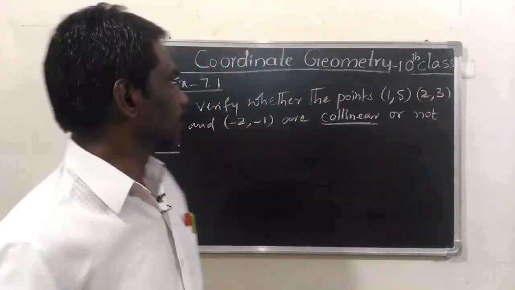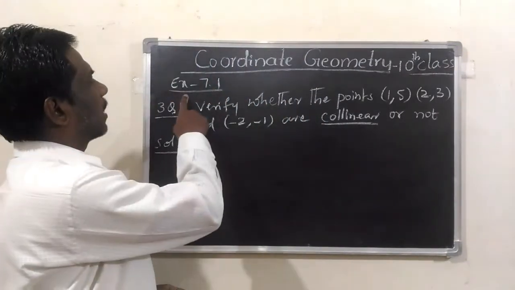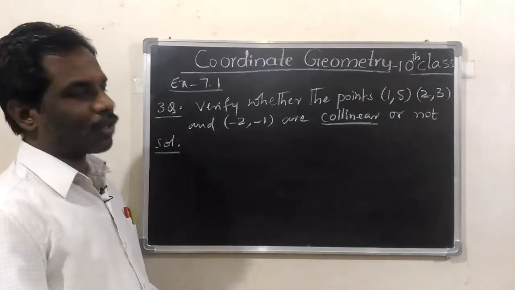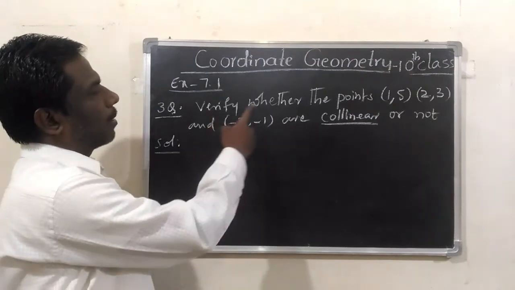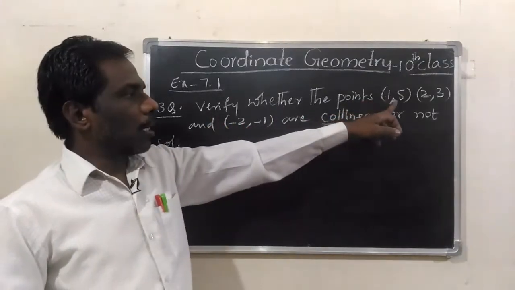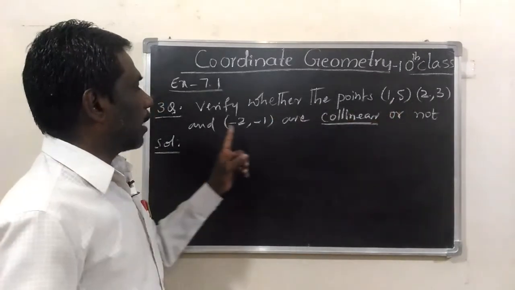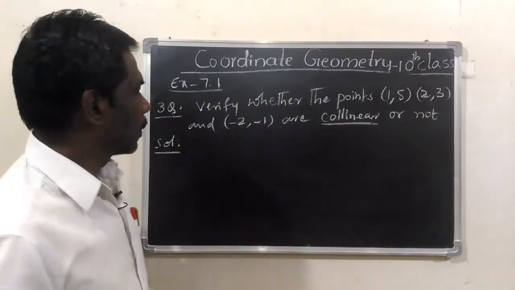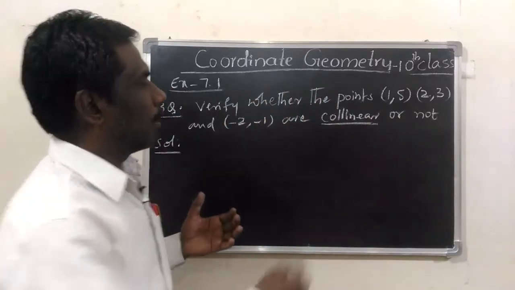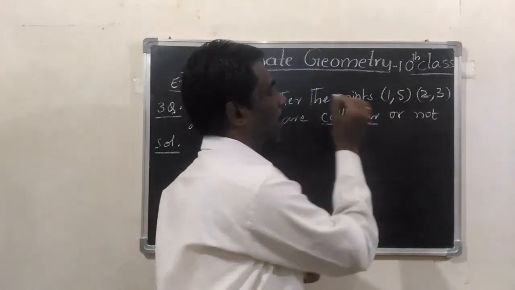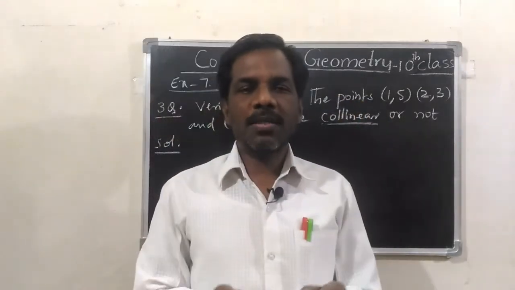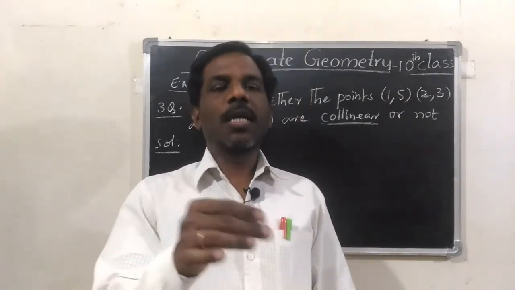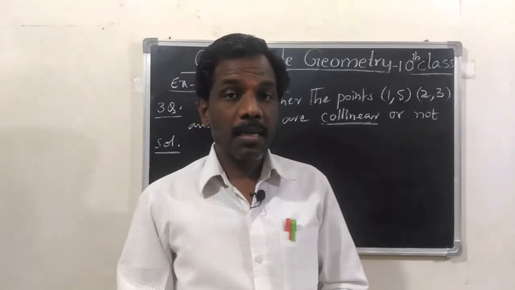Here we have exercise 7.1 and the third question. Question number 3. Verify whether the points (1, 5), (2, 3) and (-2, -1) are collinear or not. Before we solve the question, we want to know what collinear points are. If the points are on the same line, they are called collinear. With collinear points, we can't make a triangle.